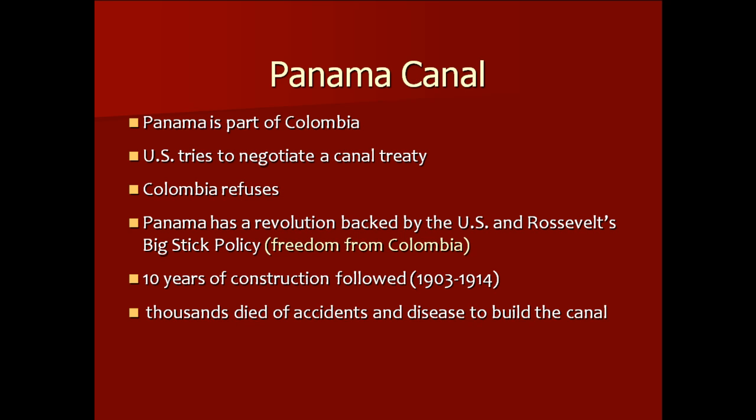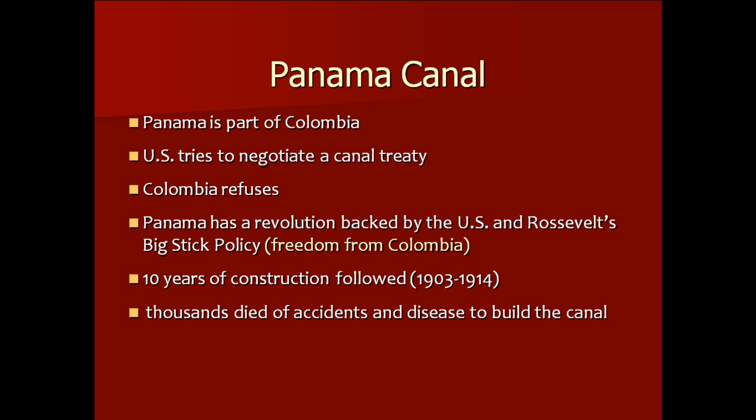Also, we start to see further down in Central America, the United States begins to get involved in this area because the U.S. would like to negotiate a canal treaty, an agreement to build a canal through Panama. Panama, of course, at this time is part of Colombia, and Colombia does not want to cooperate with the United States. So Panama has a revolution backed by the United States. Roosevelt supports Panama's revolution for independence using his big stick policy.